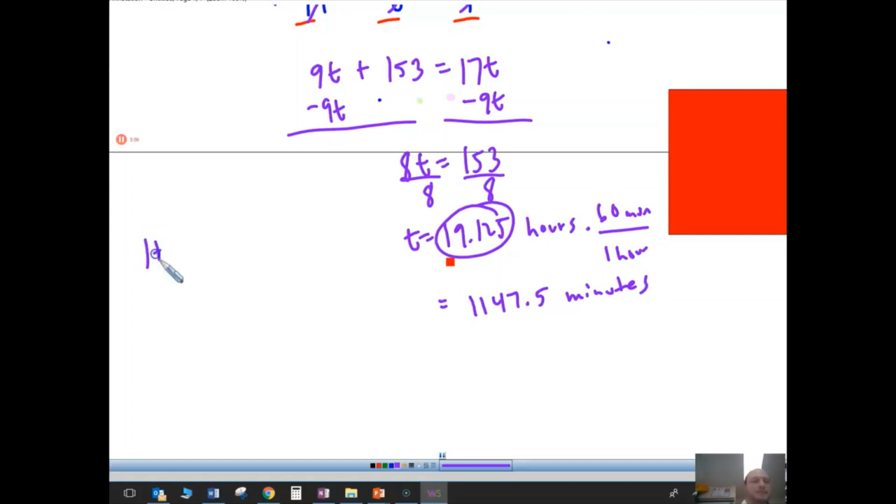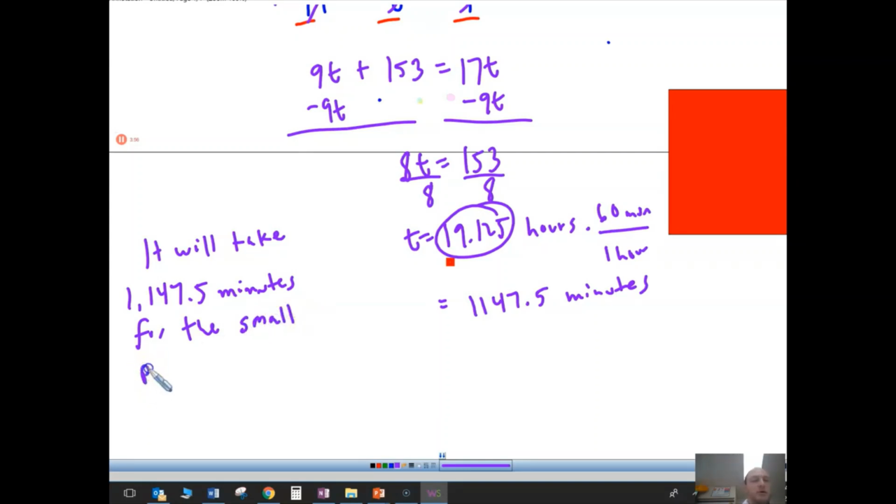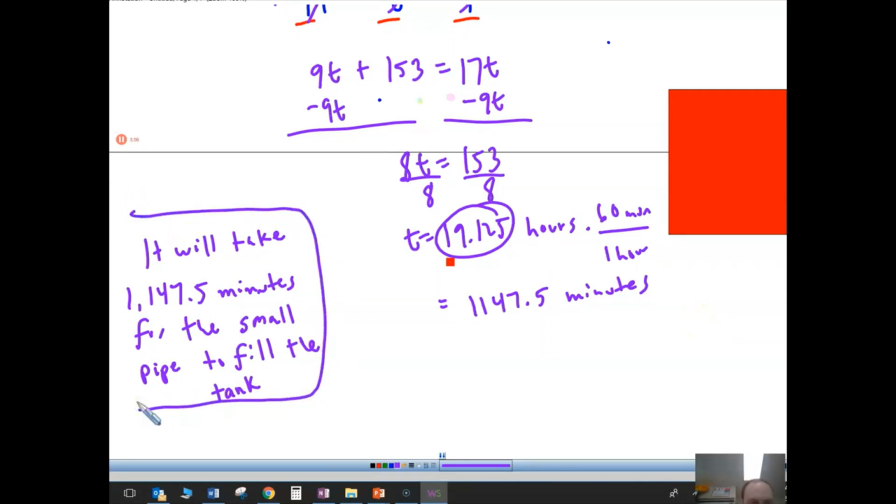is, it will take 1,147.5 minutes for the small pipe to fill the tank. Okay, and there is your answer.